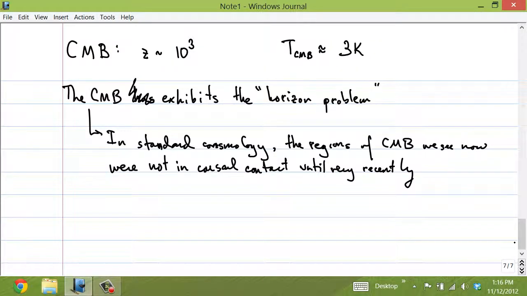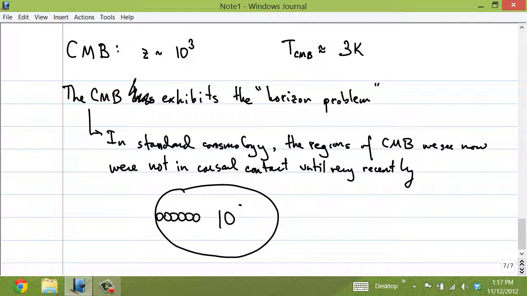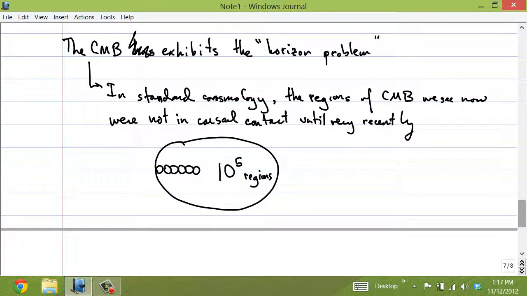So in particular, if this is a picture of the night sky, okay, so there's the night sky, then when you look up and measure the CMB, there are all of these different little regions, little patches of the night sky. In fact, they're of order 10 to the 5 of them, all of which should have been outside of causal contact with one another up until very recently. And because they are out of causal contact, one expects large fluctuations in the temperature of these regions.